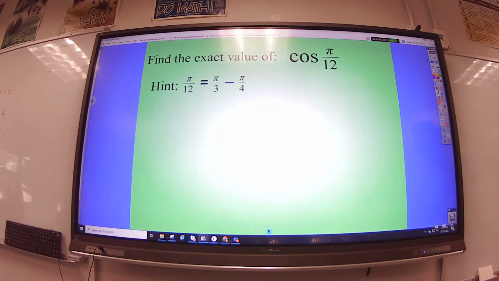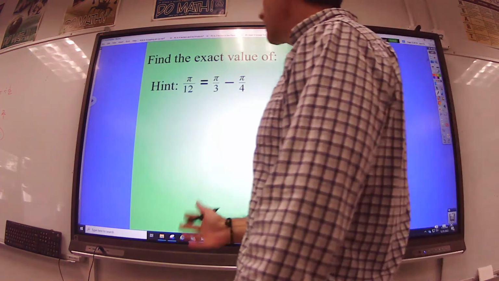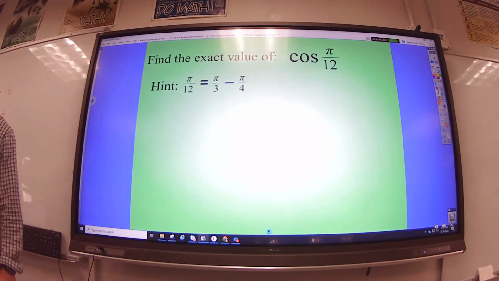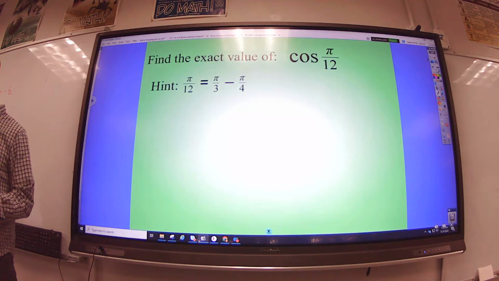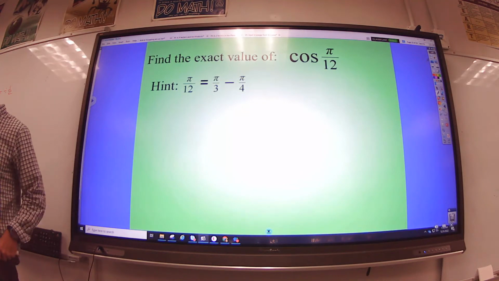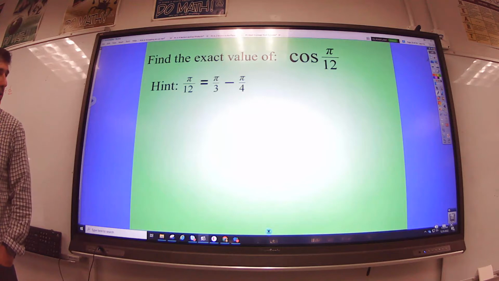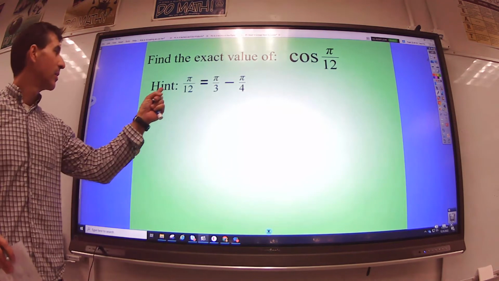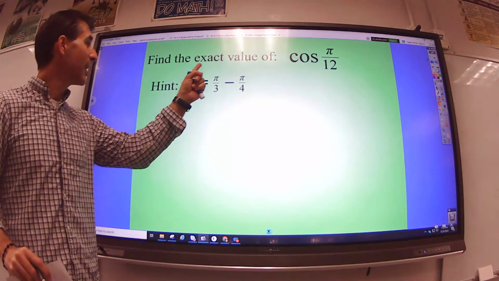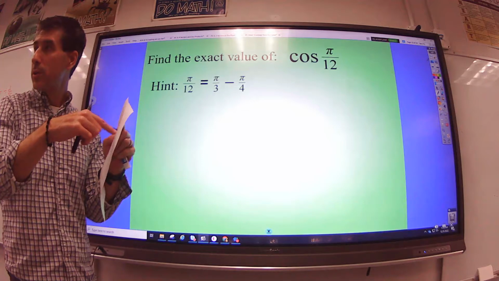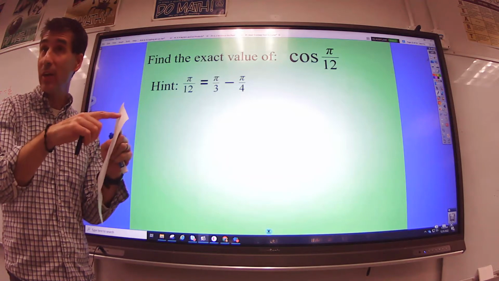Okay, find the exact value of cosine pi over 12. For this we are going to use the sum and difference formulas, right? If we want the exact value, it means we have to use the unit circle. We want to use the exact value.